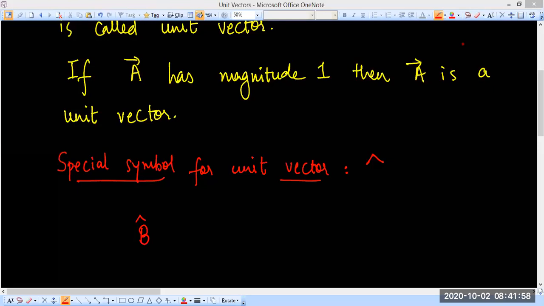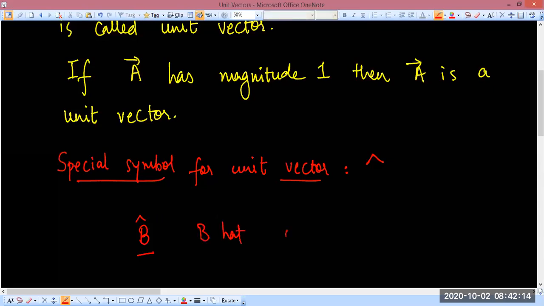Okay, if you write like that, it becomes a unit vector. So if you write b hat like this, b hat or b cap, how do we read it? B hat or b cap. Okay, whatever you like. Some people, yes, there's one more thing, b caret, right?